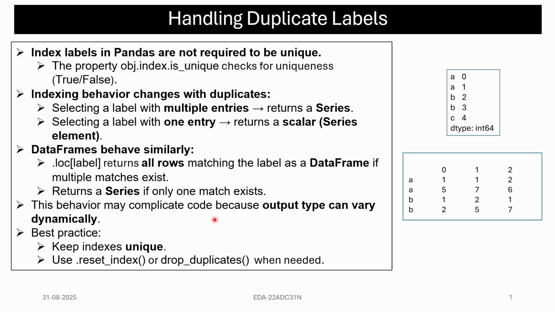That is why we have to follow certain best practices, which include always keeping the indexes unique, and if there are any duplicates, you can drop the duplicates by using the drop_duplicates method. You can make the indices unique by using reset_index, and you can drop the duplicates by using drop_duplicates. For all these concepts that we have just seen, let us see the examples.